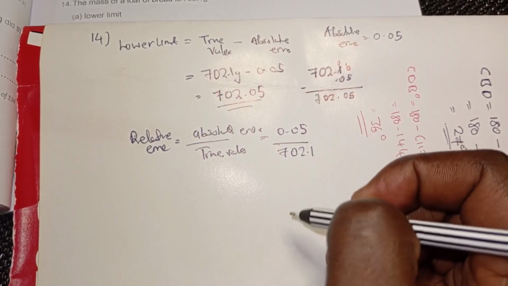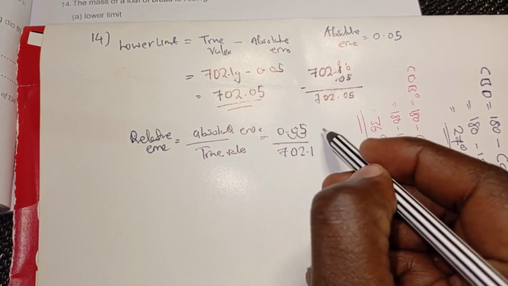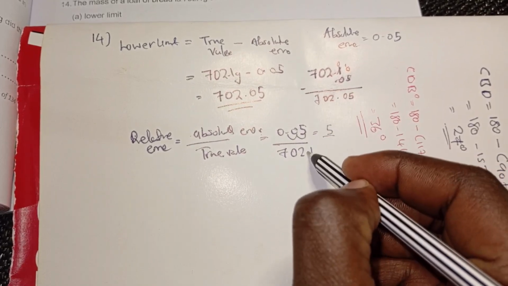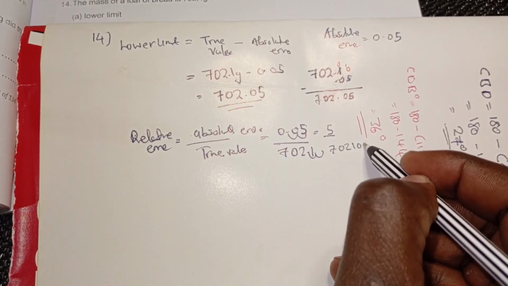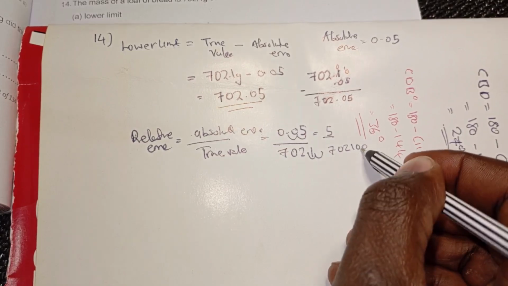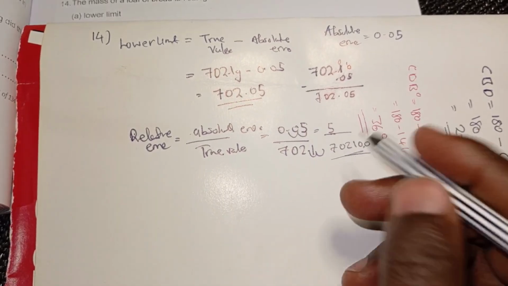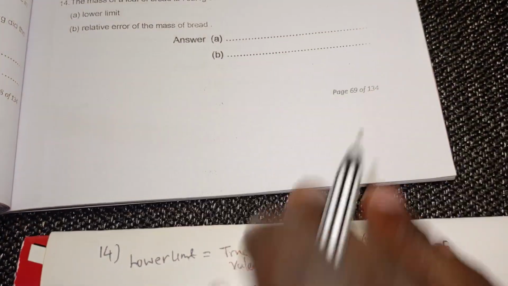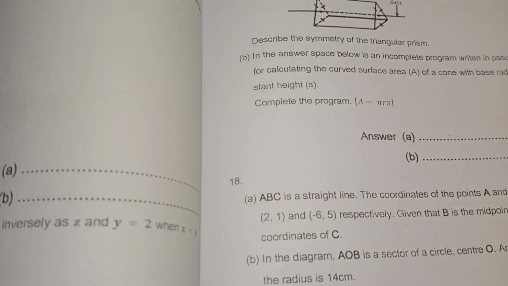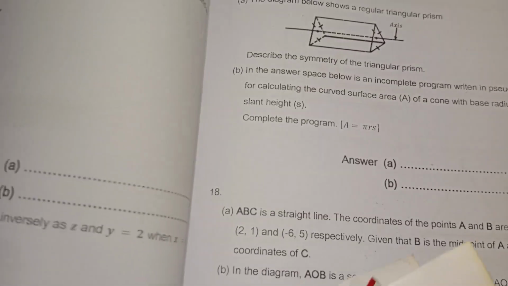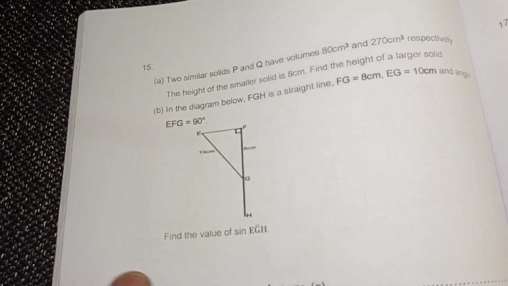Now here dividing this in paper 1 will be quite challenging. Try to do this: you get rid of the decimal, so you have 5 over 702.100. So it will be something like this. Then you try now to divide this. Take your time, you can leave it here if you wish to, unless you have that much time. Okay, so that's question 14. Now go to question 15, we are moving on.